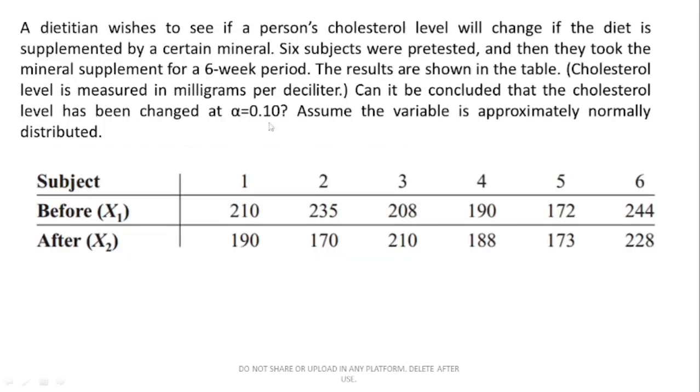So, example. A dietitian wishes to see if the person's cholesterol level will change if the diet is supplemented by a certain mineral. 6 subjects were pre-tested and then they took the mineral supplement for a 6-week period. The results are shown in the table. Cholesterol levels measured in milligrams per deciliter. Can it be concluded that the cholesterol level has been changed at alpha is equal to 0.10? Assume that the variable is normally distributed. So, ito yung sample natin.